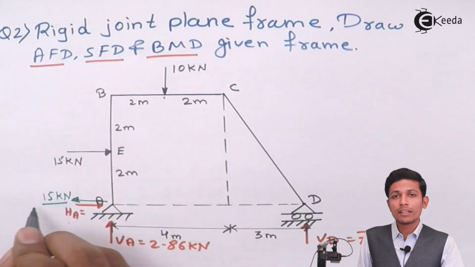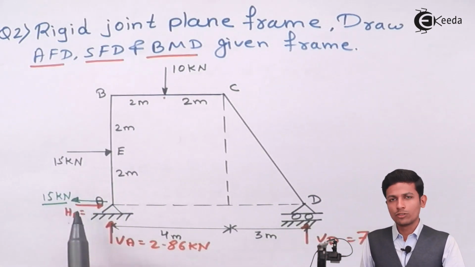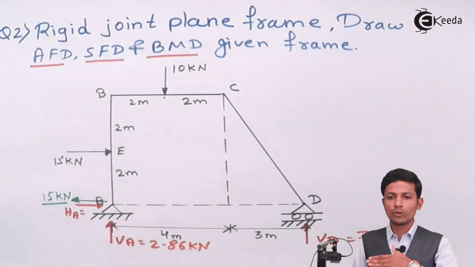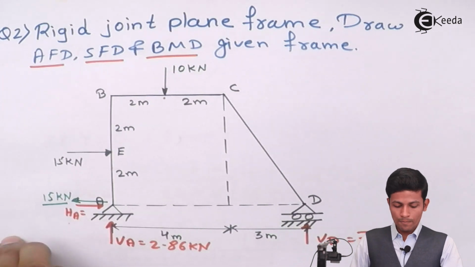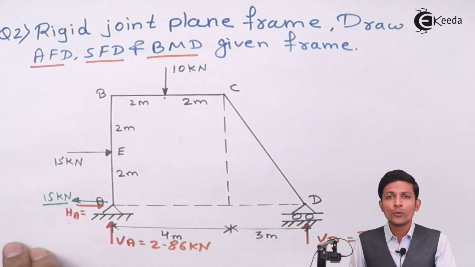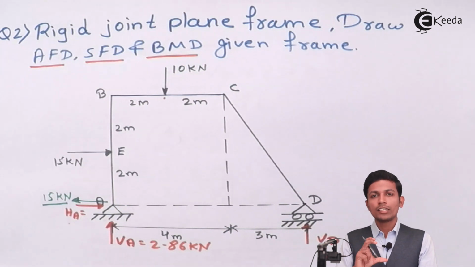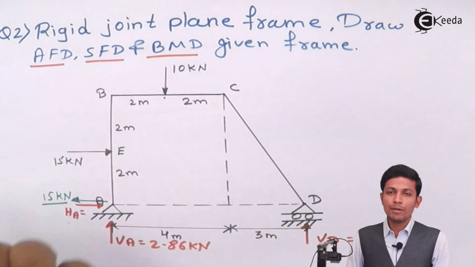Please just remember in the exam, you can directly write it over here also, because in the x direction only 15 kilonewton is acting, so it must be towards this direction. Now after that, we have to take the individual members to draw the AFD, SFD and BMD. Now take the first one, this AB part.